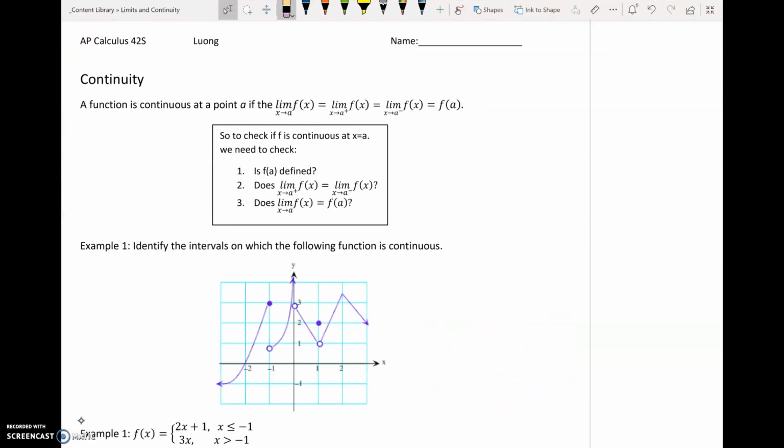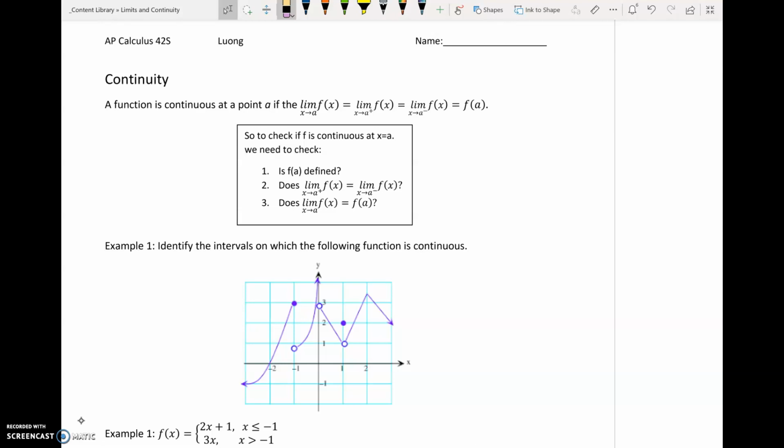So now we're going to focus more on continuity in this video. By definition, a function is continuous at a point a if the limit of f of x as x goes to a is equal to the left-hand limit, and it's equal to the right-hand limit, and it's also equal to f of a.